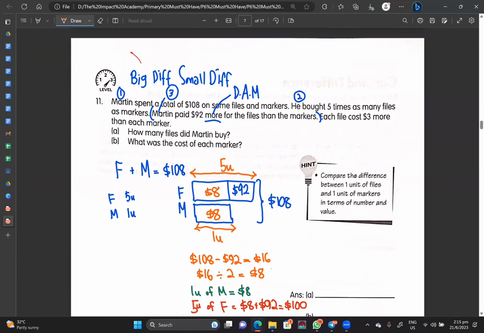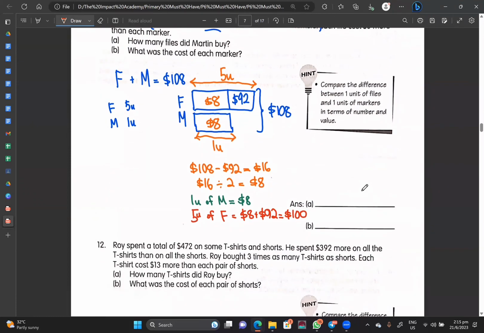The first thing I want to find is the big difference. Okay, how do I find the big difference? I first have to reduce this to 1 unit of files. So we have to do 100 divided by 5. If you're wondering how, because I have to divide by 5, right? In order for me to get from 5 units to 1 unit, I divide by 5. Over here, when I do $100 divided by 5, we get to $20. And this is just 1 unit of file.